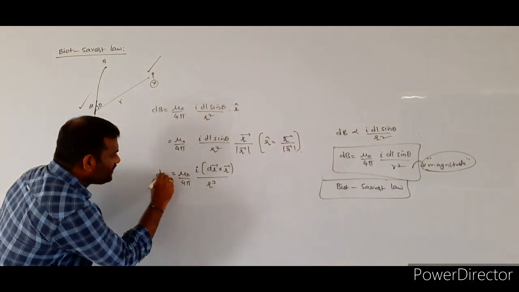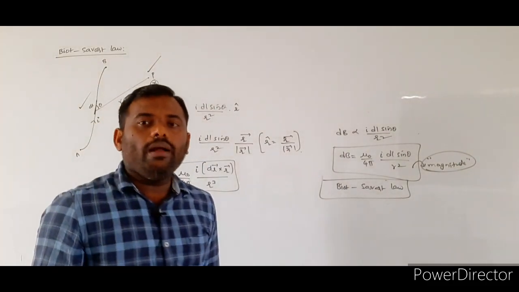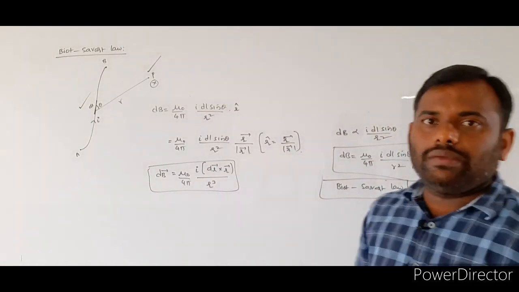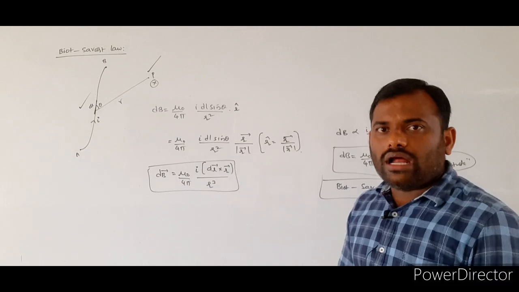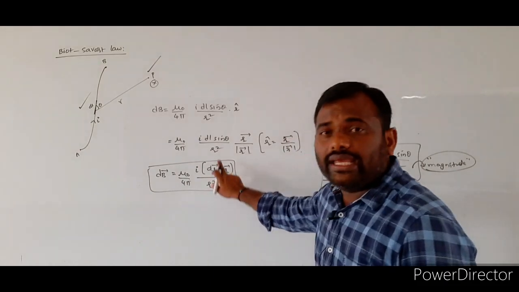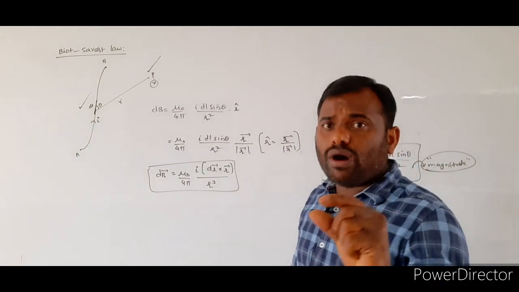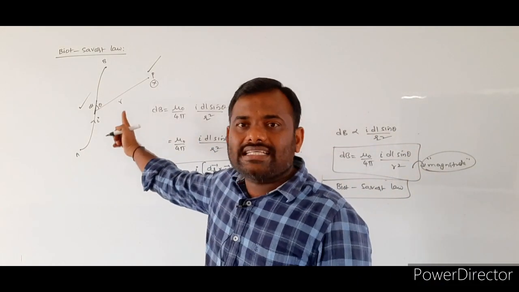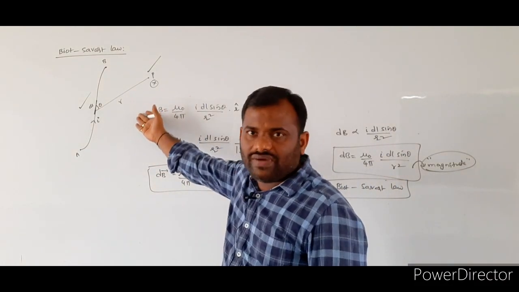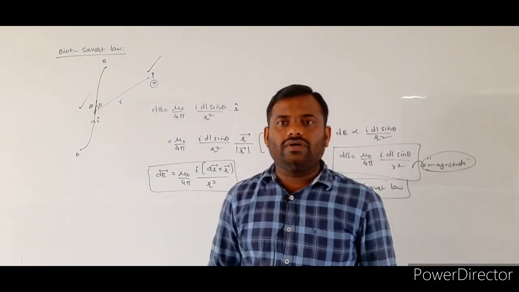So the vector representation of the Biot-Savart law is dB bar equal to mu naught by 4 pi I into dl bar cross r bar by r cube. For the small length, dl acts as a vector quantity, and r is a position vector. So dl bar cross r bar by r cube. This is about the Biot-Savart law.